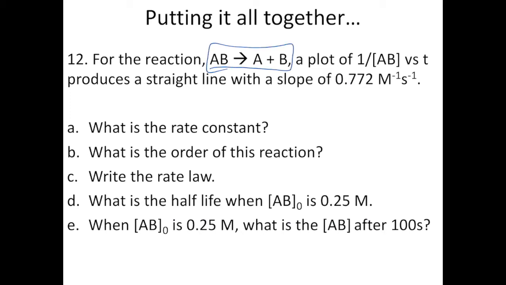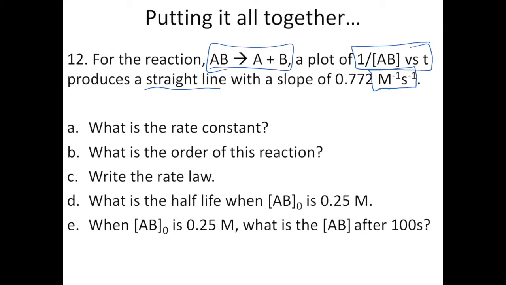We have a plot of 1 over AB versus time that produces a straight line. So what is this telling me? That tells me what my order is. And it has a slope of this number here, per molar per second. Well, this also tells me my order. And I can also get the rate constant from the slope. So I can get all this information.